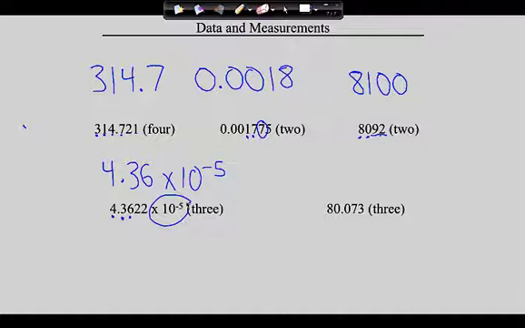So now, guys, we need 3. 1, 2, 3. What does the 7 tell us to do? Round up, and we get 80.1, and there's our 3 significant digits.